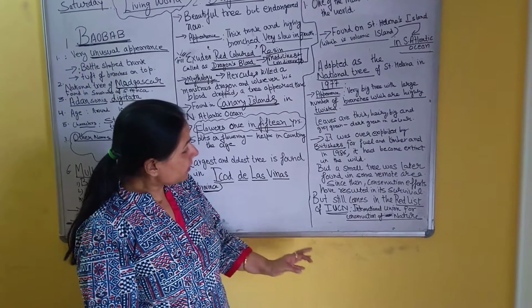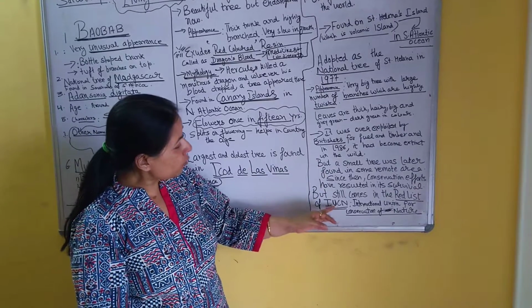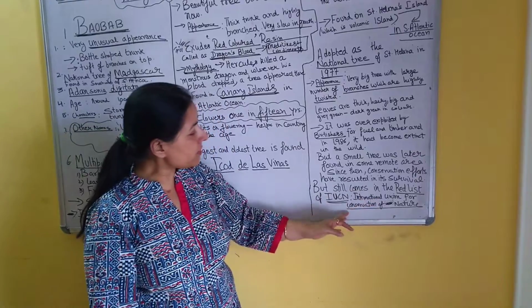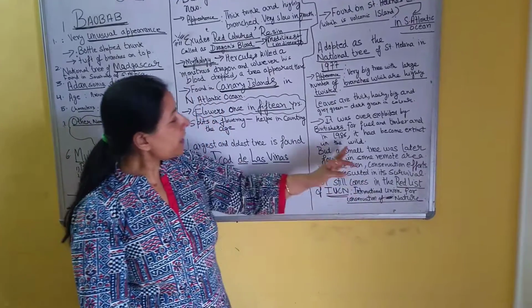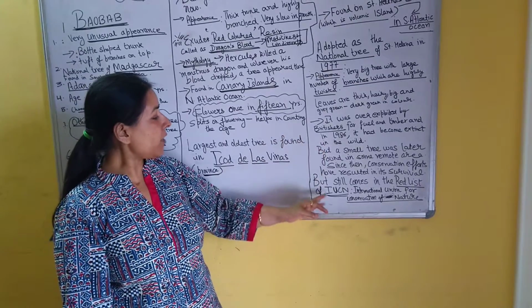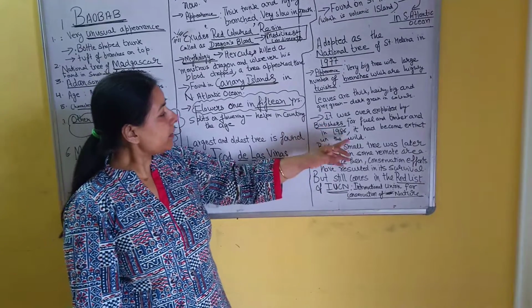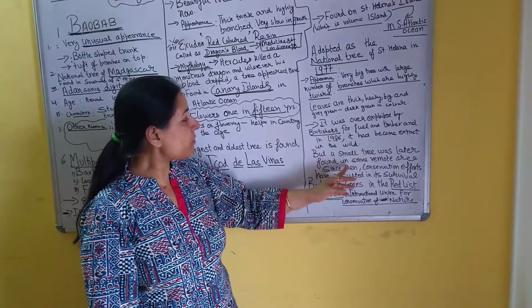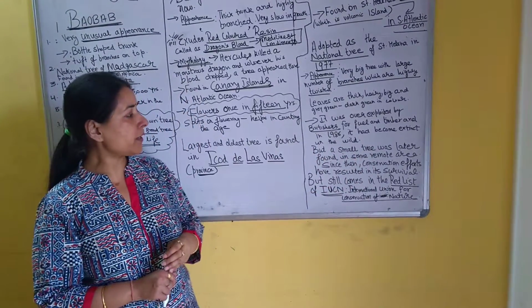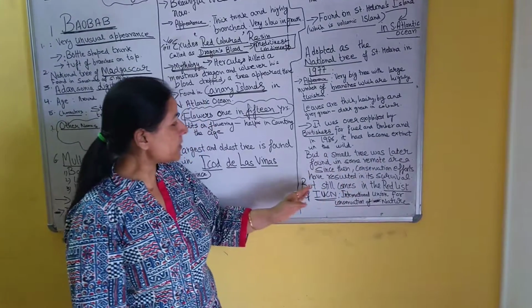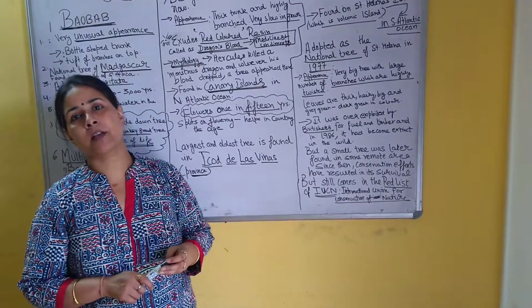In 1986 the IUCN, the International Union for Conservation of Nature, declared it extinct, but a small tree was later found in some remote area. Since then, conservation efforts have resulted in its survival.